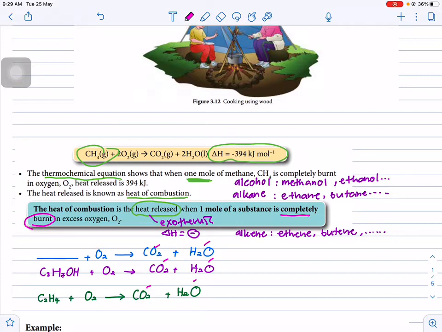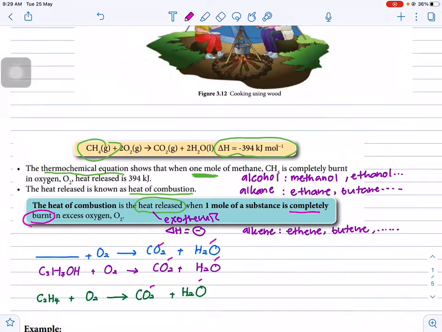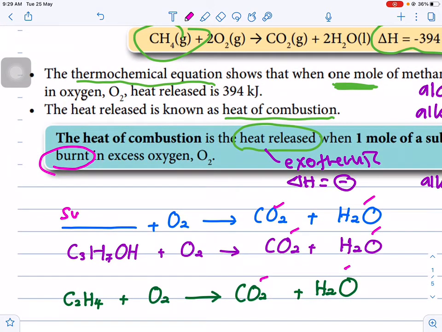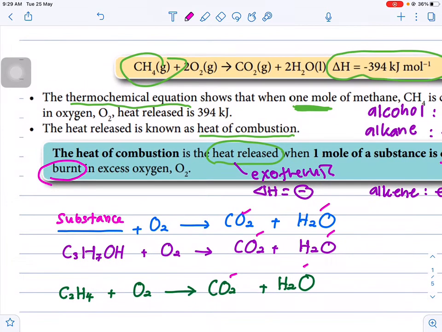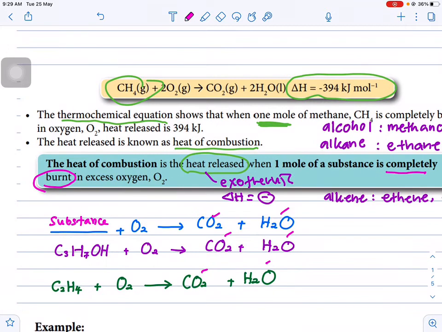If we have the heat of combustion, the chemical equation is confirmed: we have any substance, depending on what substance we have. It can be the alcohol, the alkene, the alkane. And then you must put oxygen in the equation because it is burned in excess oxygen. And the only products, confirmed, are carbon dioxide and water only. So there is nothing else. Okay, tak ada benda lain.